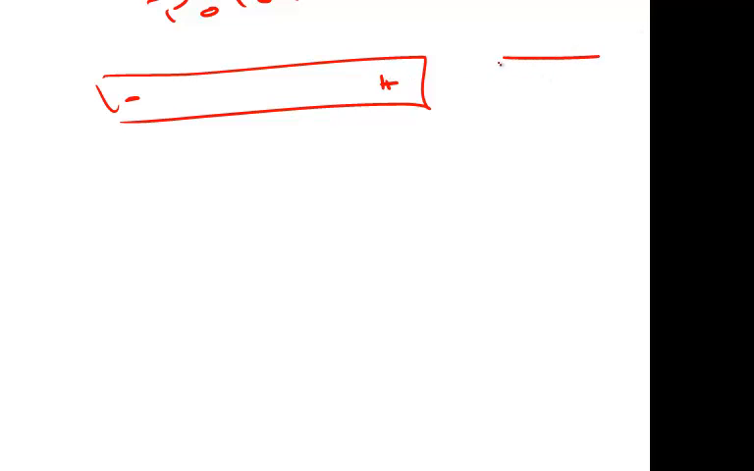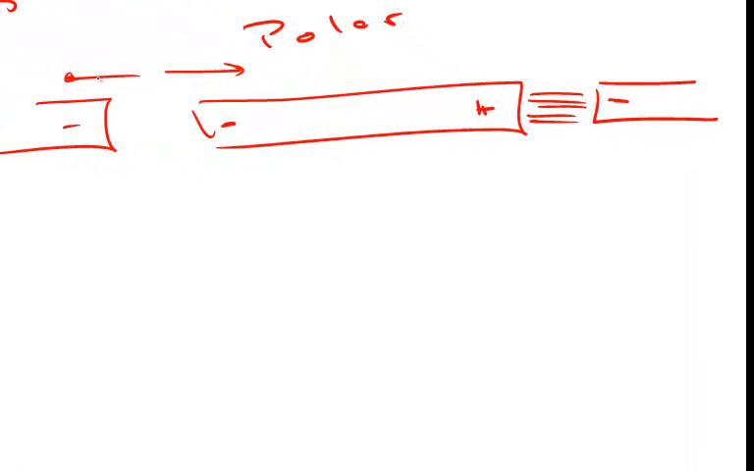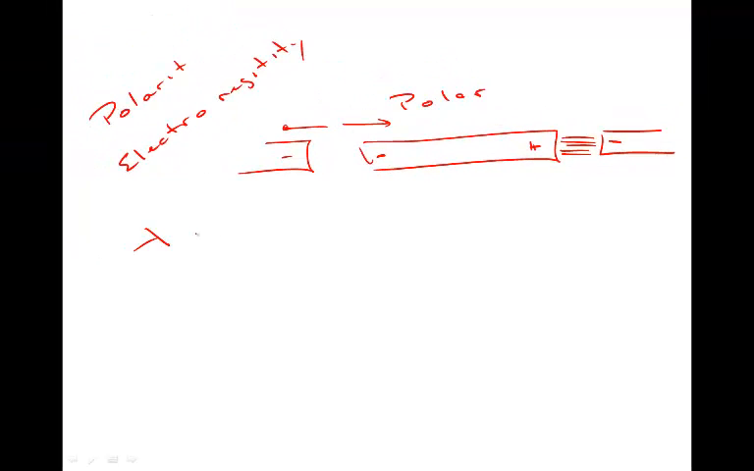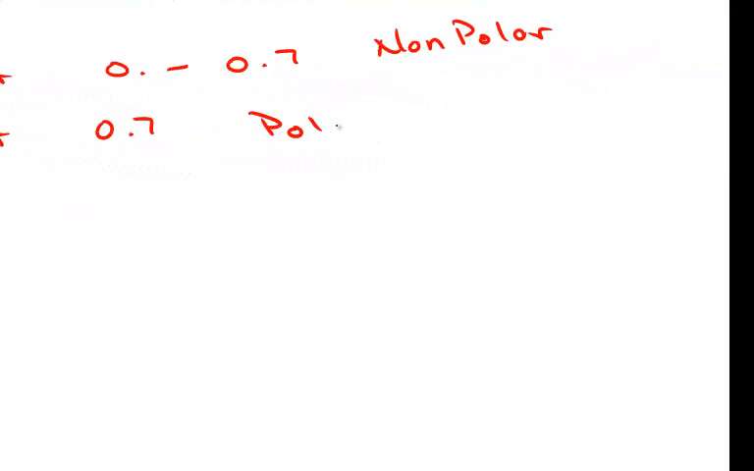And just like in magnets, if we put an opposite charge near, they're going to attract. If we put a similar charge near, they're going to want to repel. So polar molecules are going to follow the same basic principle. To determine if a molecule is polar or not, we're going to look at the electronegativity difference. A difference of 0 to 0.7 means it's nonpolar. And if the electronegativity difference is above 0.7, we're going to call it polar.